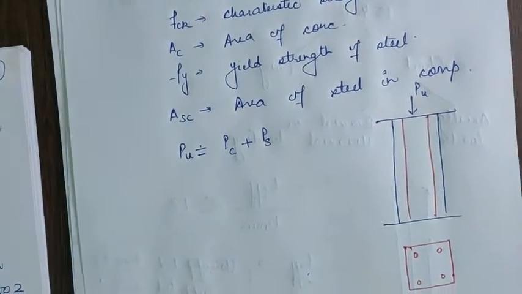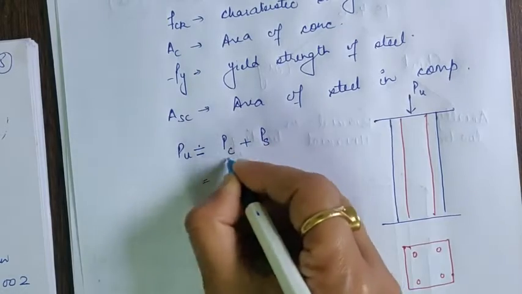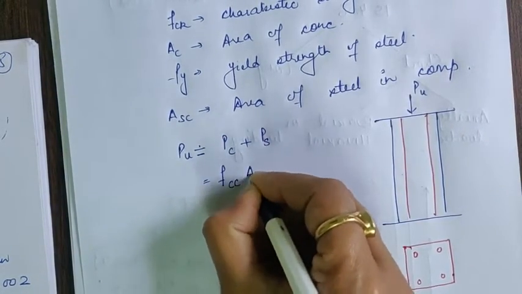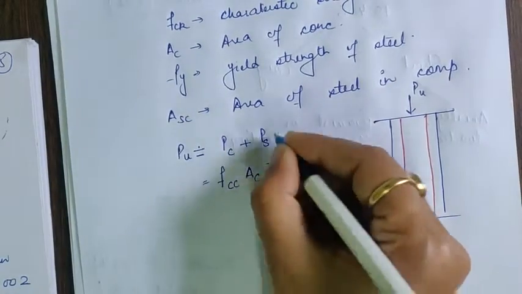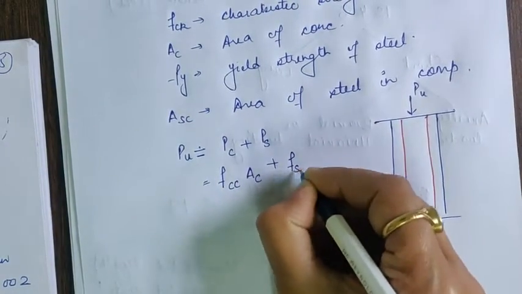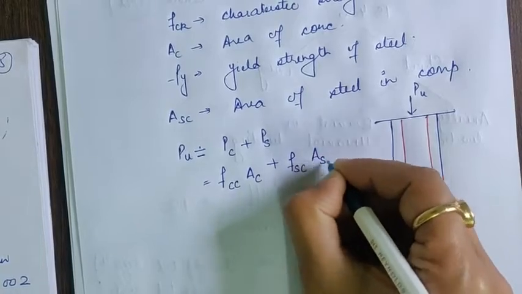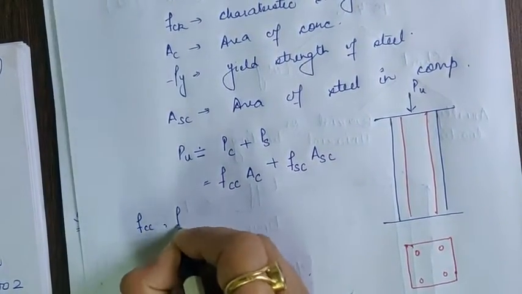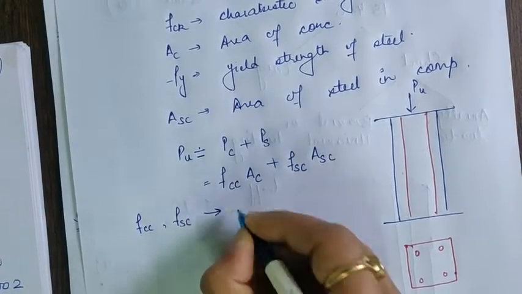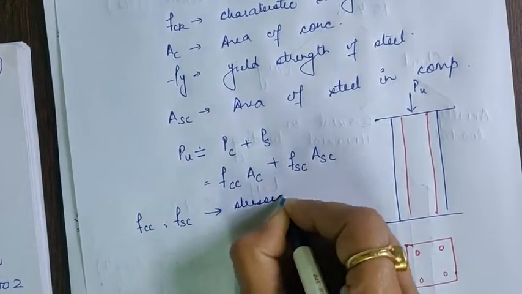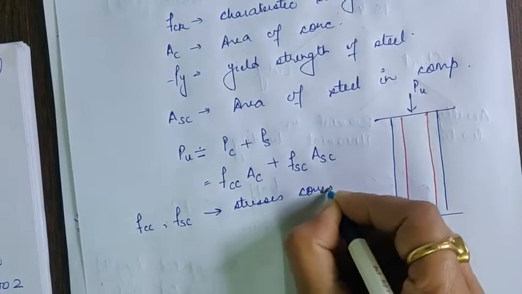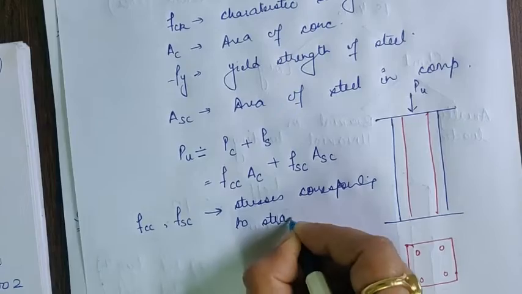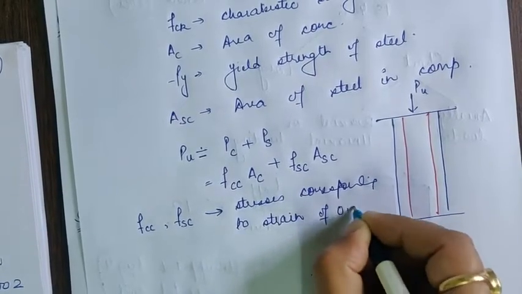Is it okay? Then load taken by concrete will be stress in concrete into area of concrete. Load taken by steel is stress in steel into area of steel. Now these FCC and FSC are stresses corresponding to a strain of 0.002.